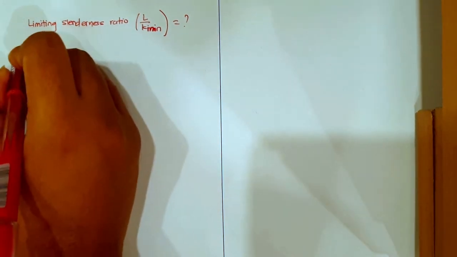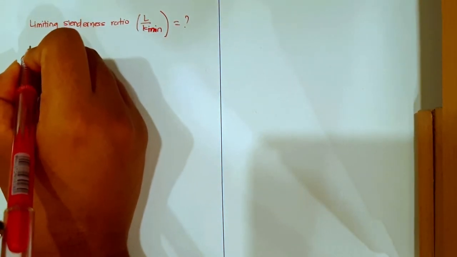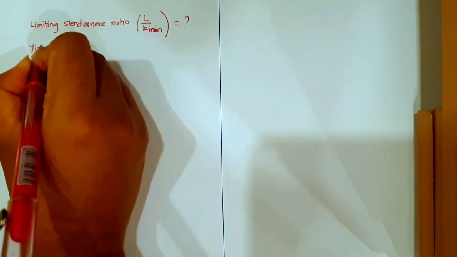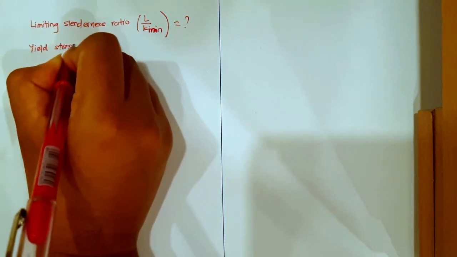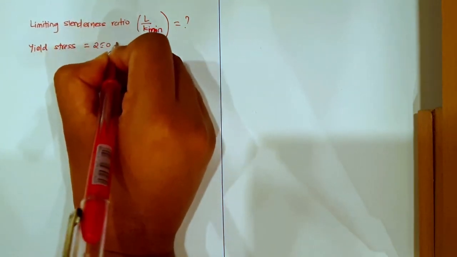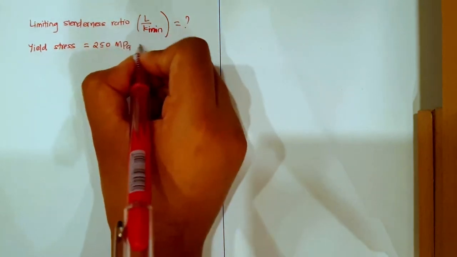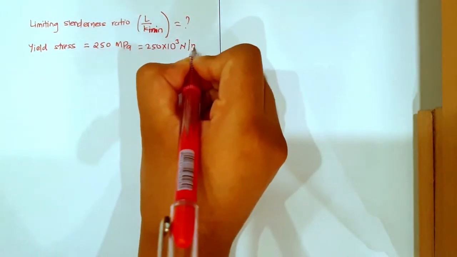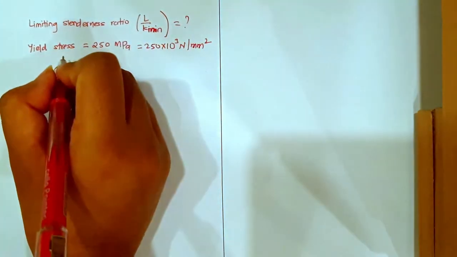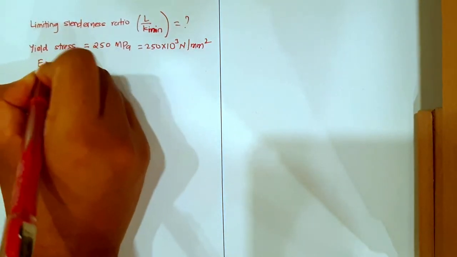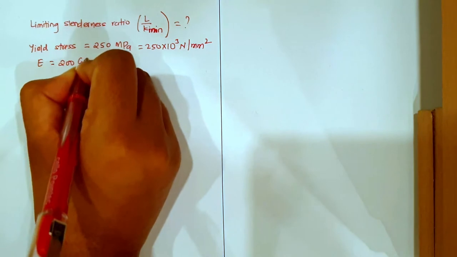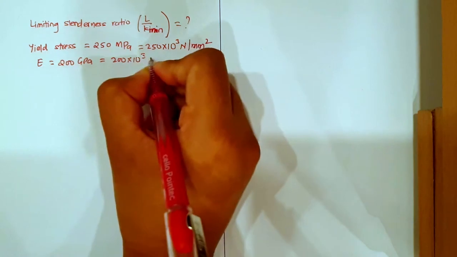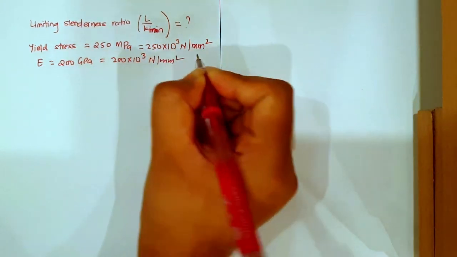So now we first need to write down whatever is given in the question. So we have a yield stress, right? So yield stress of steel is given equal to 250 megapascal, which is equal to 250 into 10 raised to power 3 newton per mm square. And next, what is given? Value of E, Young's modulus E, is given 200 GPa, which will be equal to 200 into 10 raised to power 3 newton per mm square again.